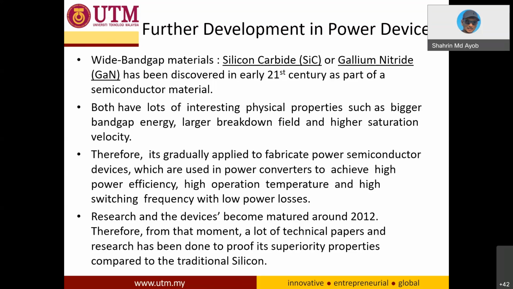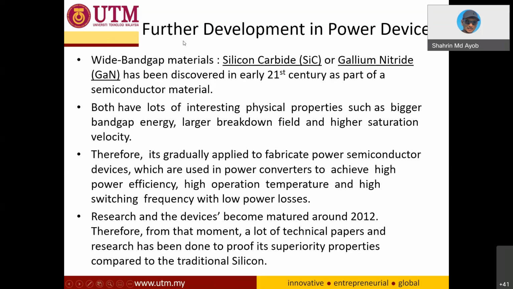So gallium nitride is used in chargers. Right now, if you go to a gadget shop, you will see this GaN charger. A GaN charger means that the semiconductor can rectify or process very high current.